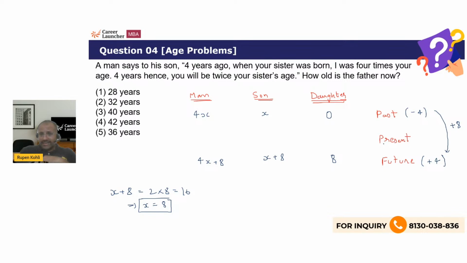The question is asking in the present. So in the present, the father will grow old by 4 years with respect to this past age. So the question is asking the value of 4x plus 4 basically. And x is 8. 4 times 8 is 32, plus 4. Yes, Prabhakar, you were correct.